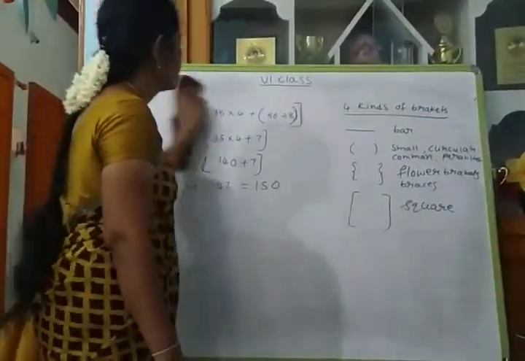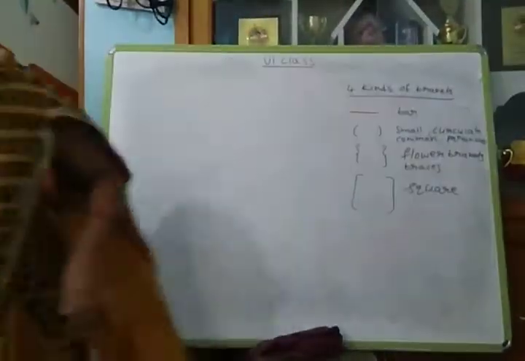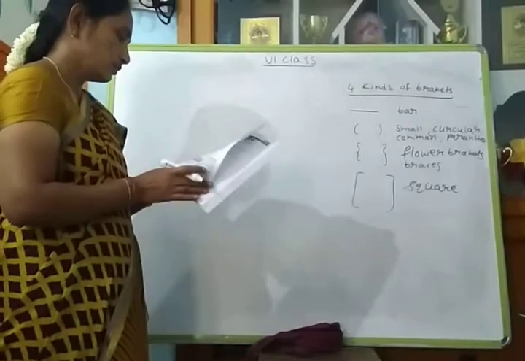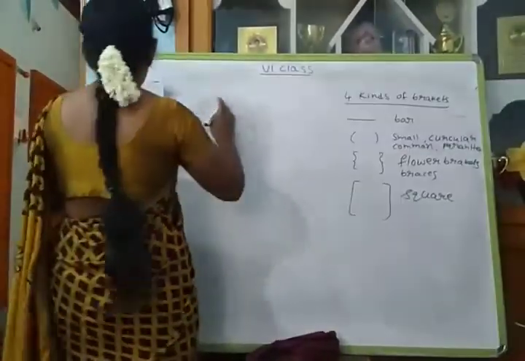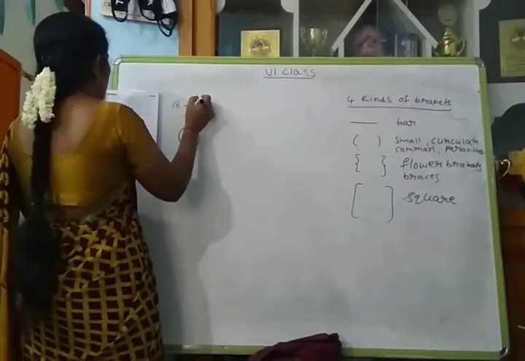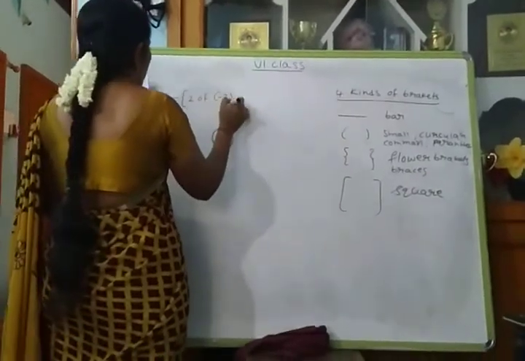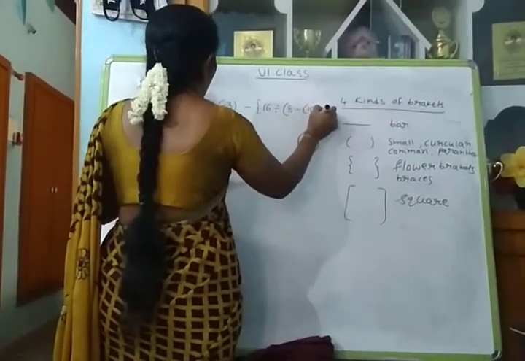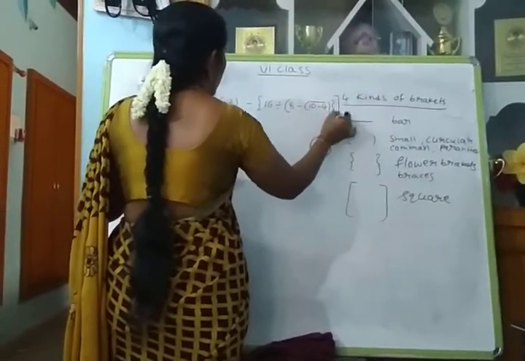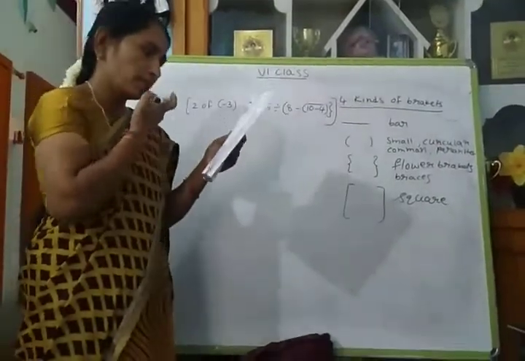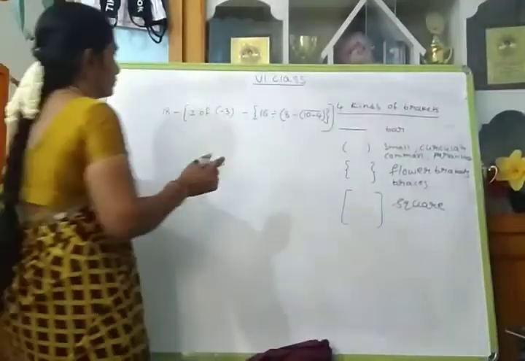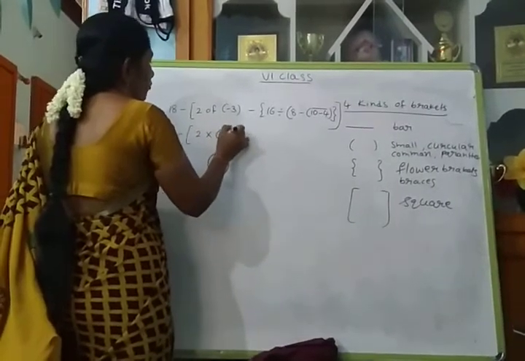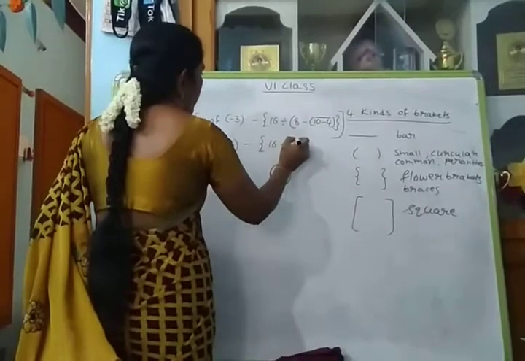One more example. If they give flower bracket, vinculum, all, how will we have to simplify this one? 18 minus 2 of minus 3 minus 16 divided by 8 minus 10 minus 4, vinculum they have given, like this they have given. So how will we simplify here? See here.